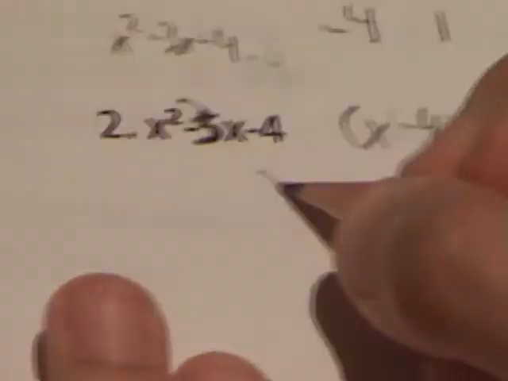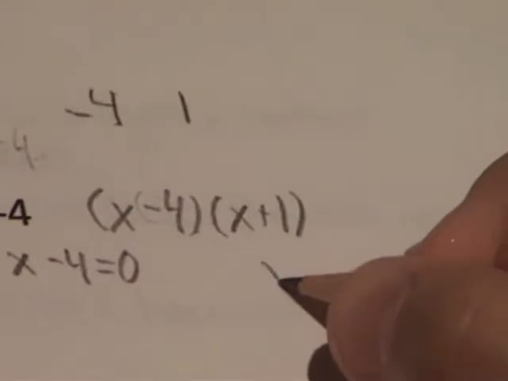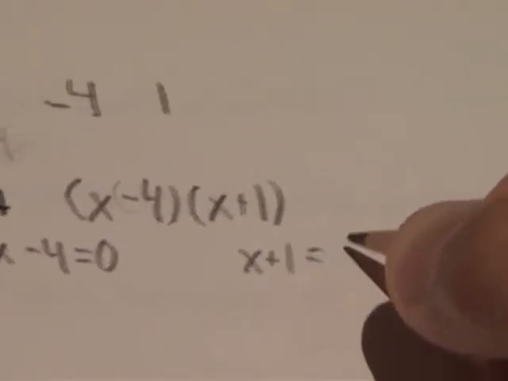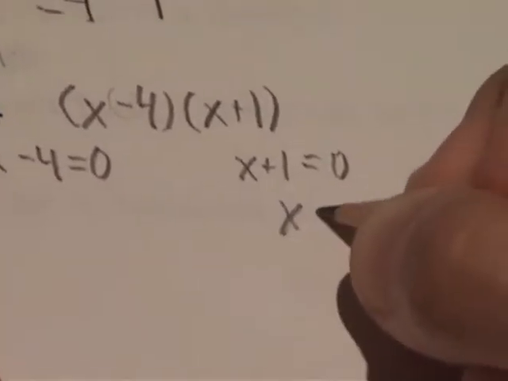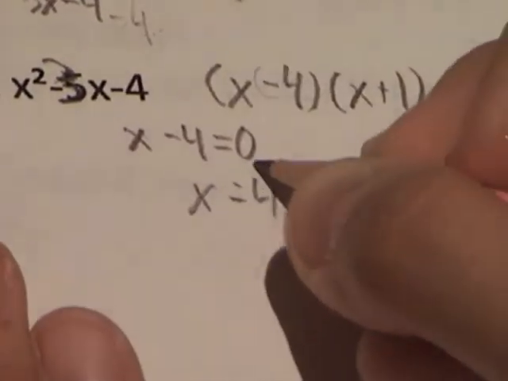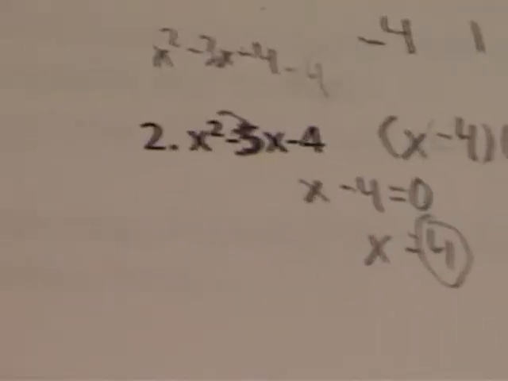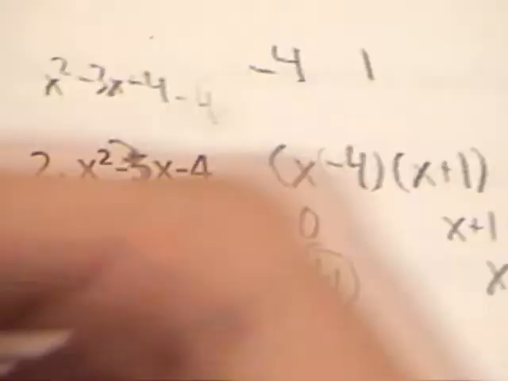Now set each chunk equal to 0. X minus 4 equals 0. X plus 1 equals 0. Now x equals negative 1. X equals 4. These are your two roots. And with this, there's a term in front.